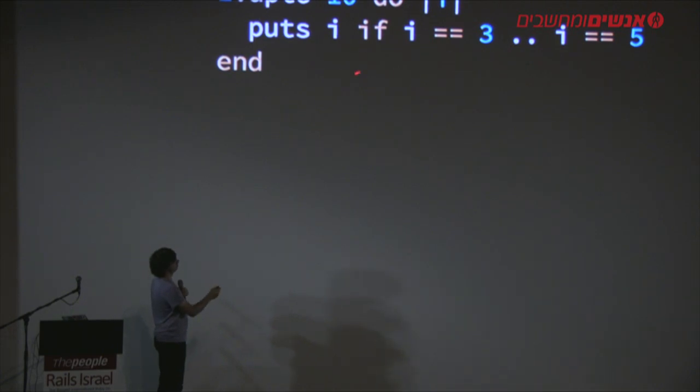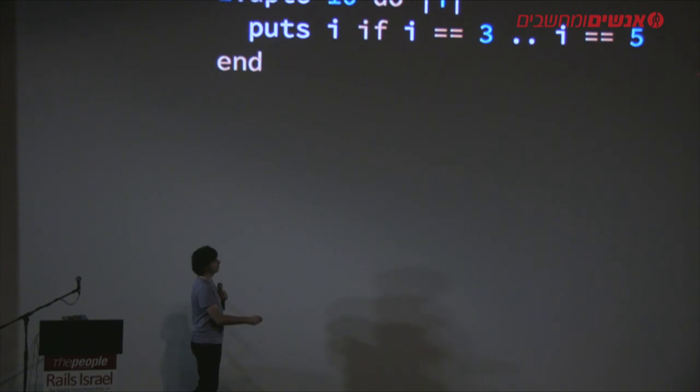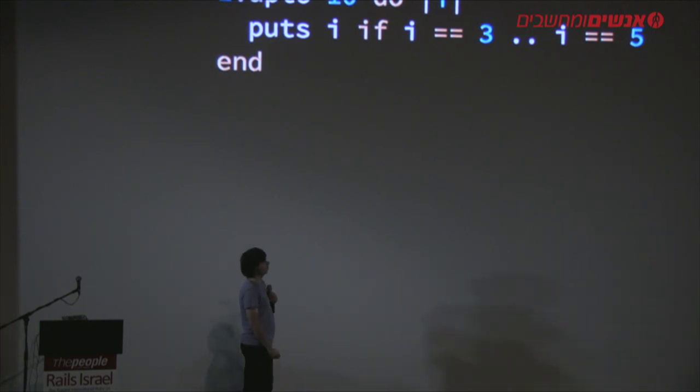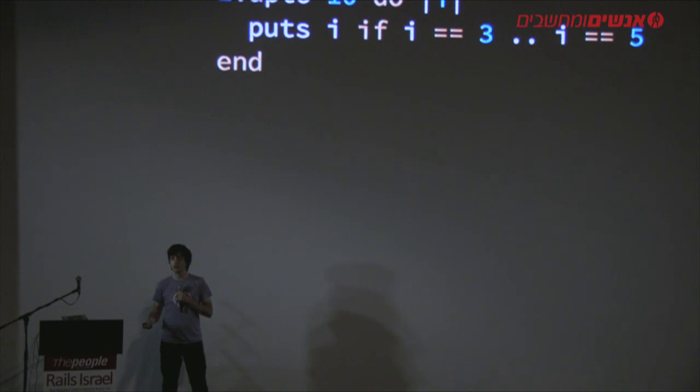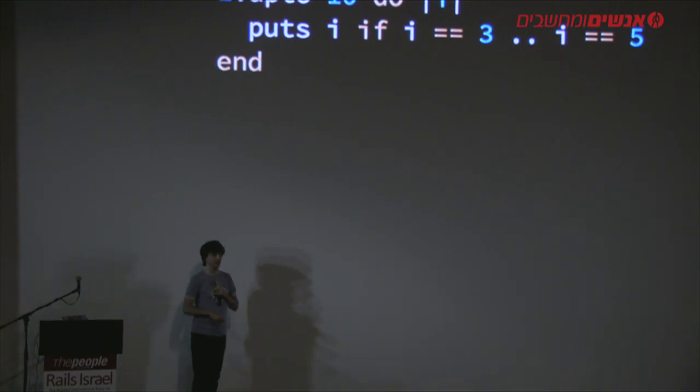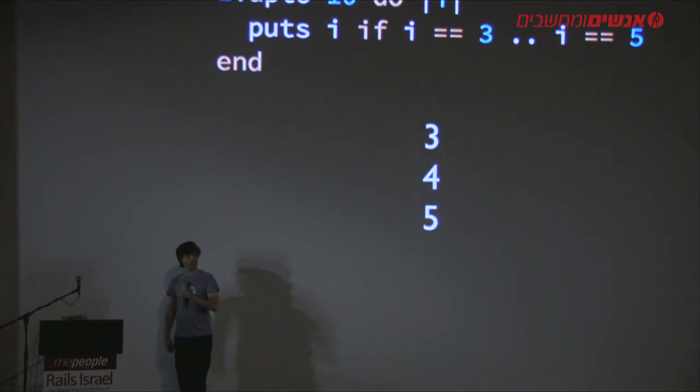Dot, dot, if this condition, dot, dot, that condition. And this is not a range, this is a flip-flop. So this expression, does anyone have any guesses on what that prints out? Obviously it prints 3, 4, 5.